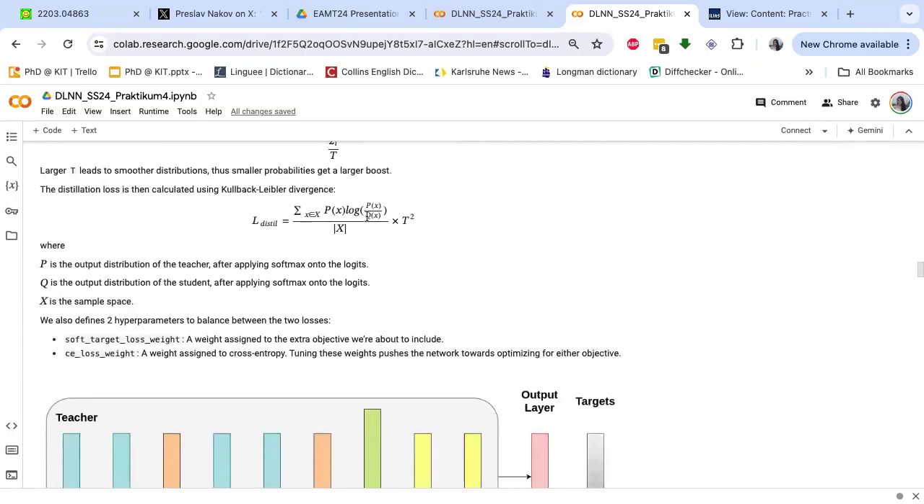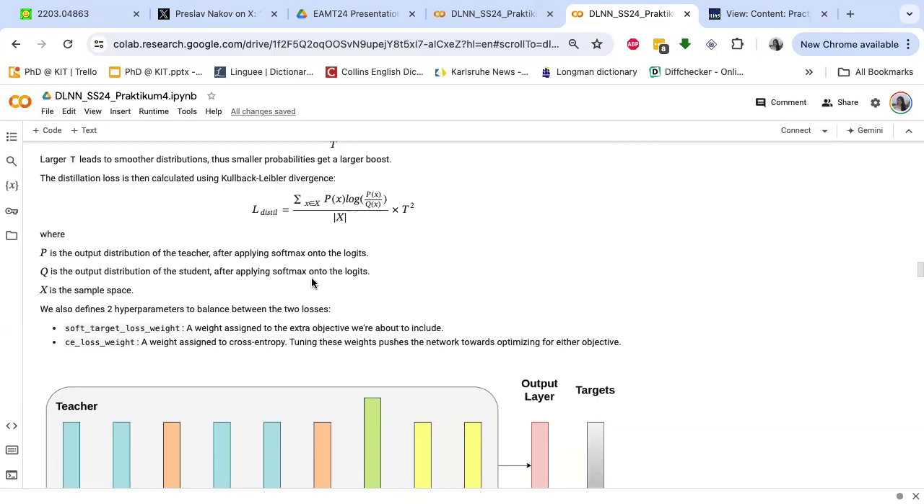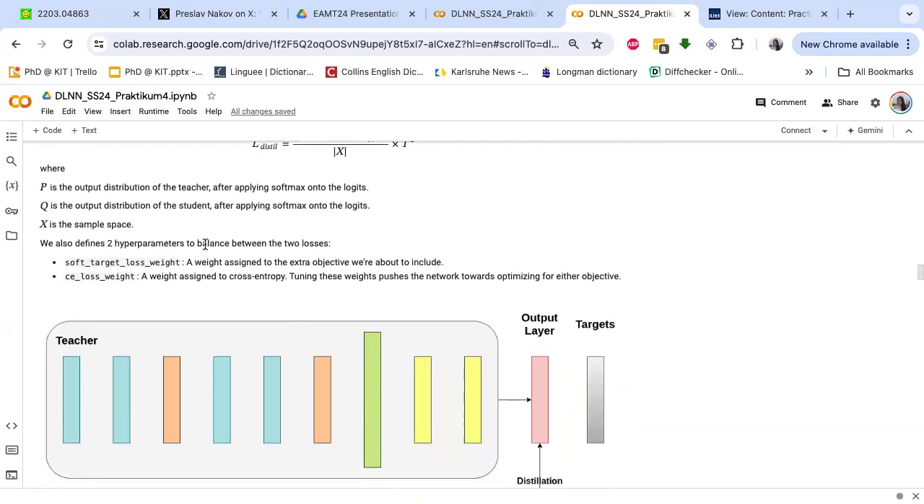The distillation loss is this formula. This is based on the KL divergence. I think this part you have already learned in the lecture. So given the probability distributions P and Q, you have this formulation in the lecture already. And then we just sum them and scale them according to the sample space size, and then we multiply them by the temperature factor. So I guess there's nothing new here. We would also define two hyperparameters to balance between the two losses, one for the distillation loss and one for the traditional cross-entropy loss.